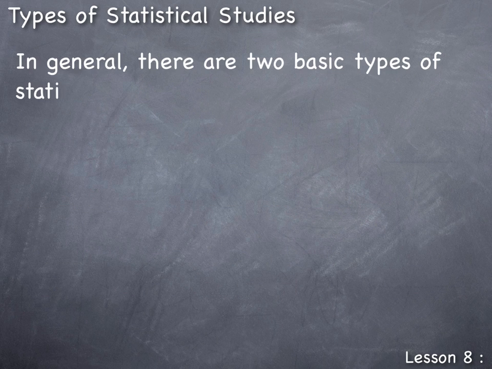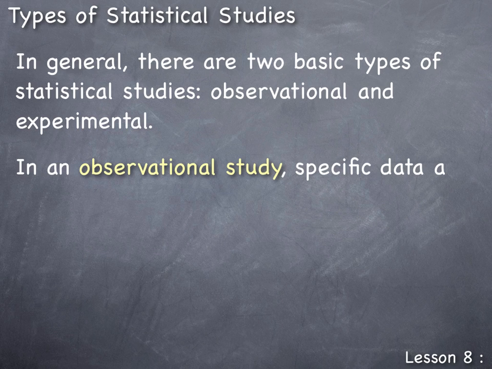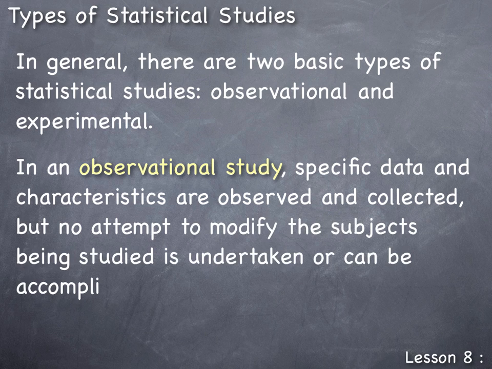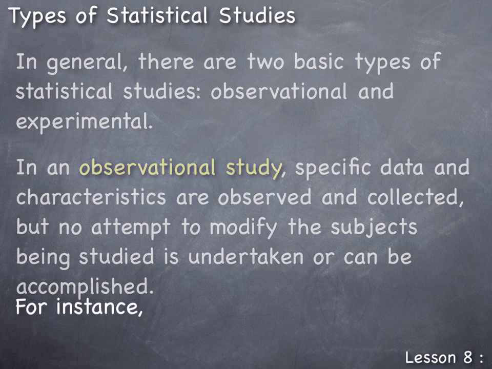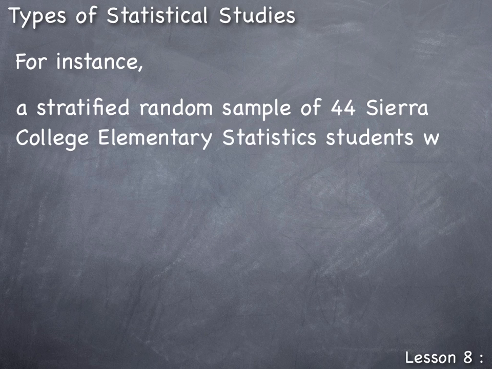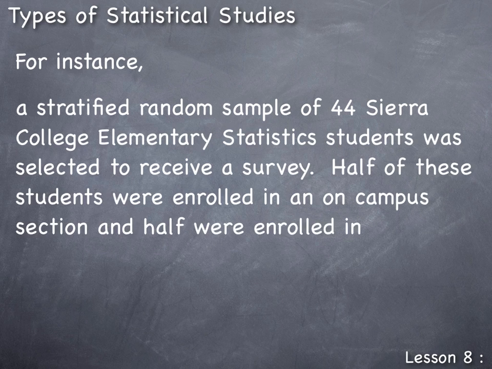In general, there are two basic types of statistical studies: observational and experimental. In an observational study, specific data and characteristics are observed and collected, but no attempt to modify the subjects being studied is undertaken or can be accomplished. For instance, a stratified random sample of 44 Sierra College elementary statistics students was selected to receive a survey. Half of these students were enrolled in an on-campus section, and half were enrolled in an online section.